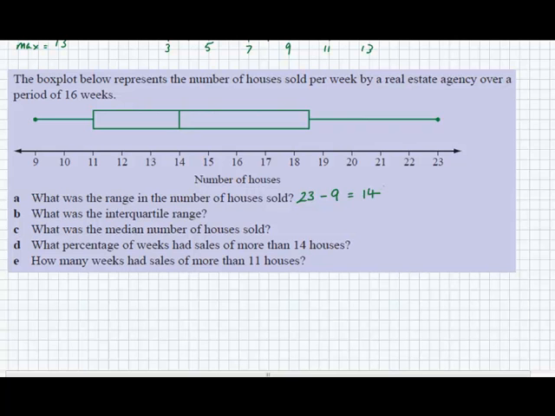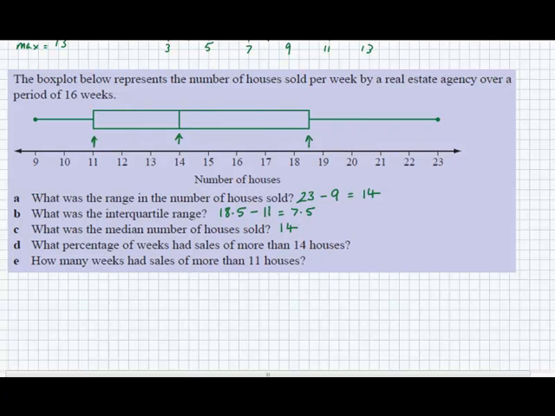The interquartile range, so our upper quartile, remember, is here, and that's a value of 18.5, minus our lower quartile, which is 11. So 18.5 minus 11 is 7.5. The median, remember, is the middle value, so that's 14.